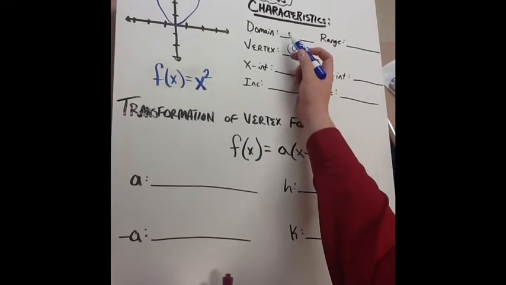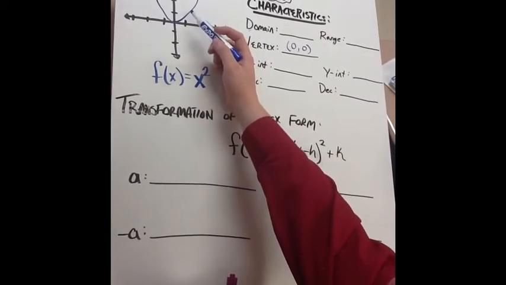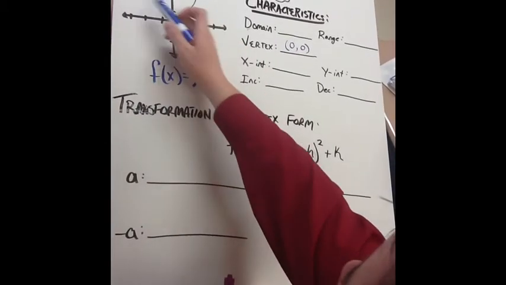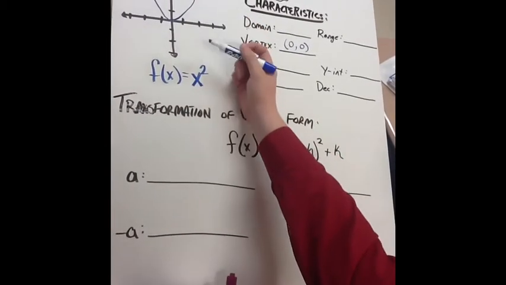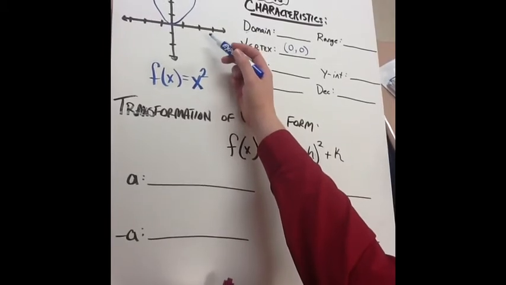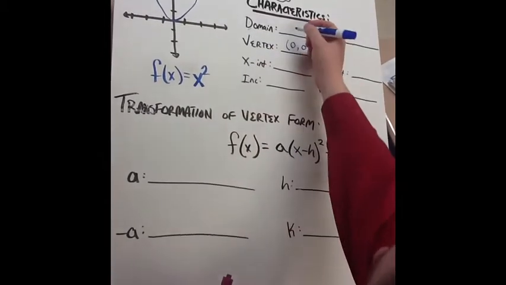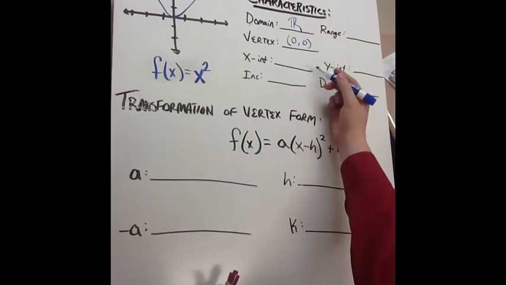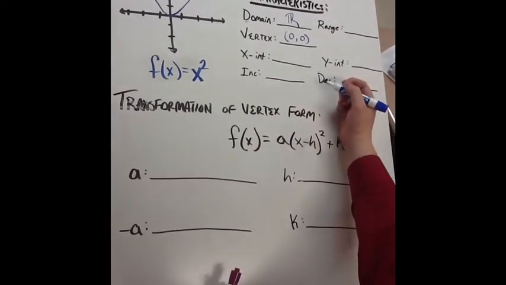If we look at our domain, remember from the absolute value, if we look from left to right, we can see that it's going to go forever in the left direction and forever in the right direction. So that's going to be from negative infinity to infinity, or as a shortcut, all real numbers, which is this capital R with a little line next to it as well.